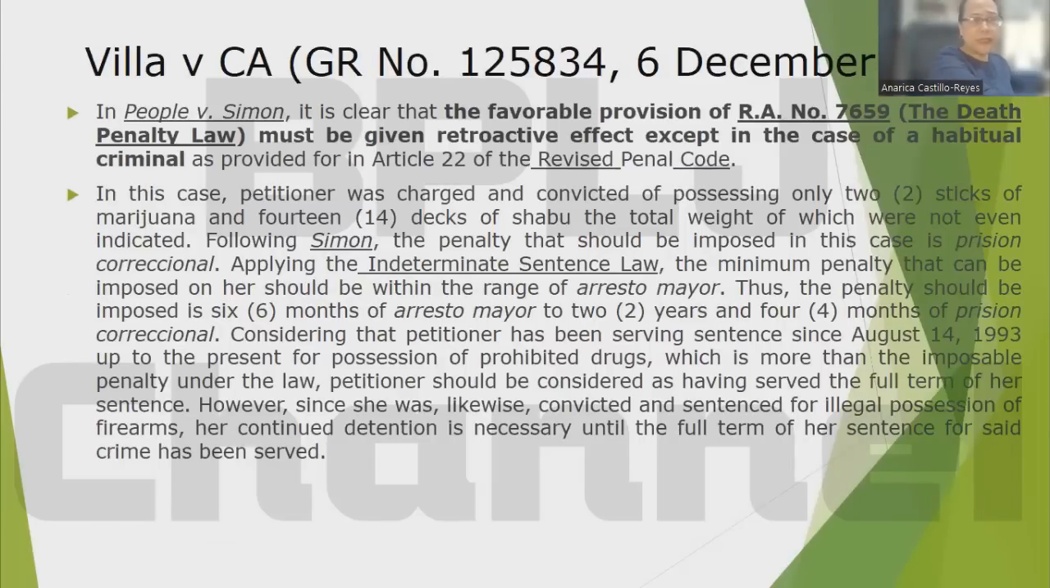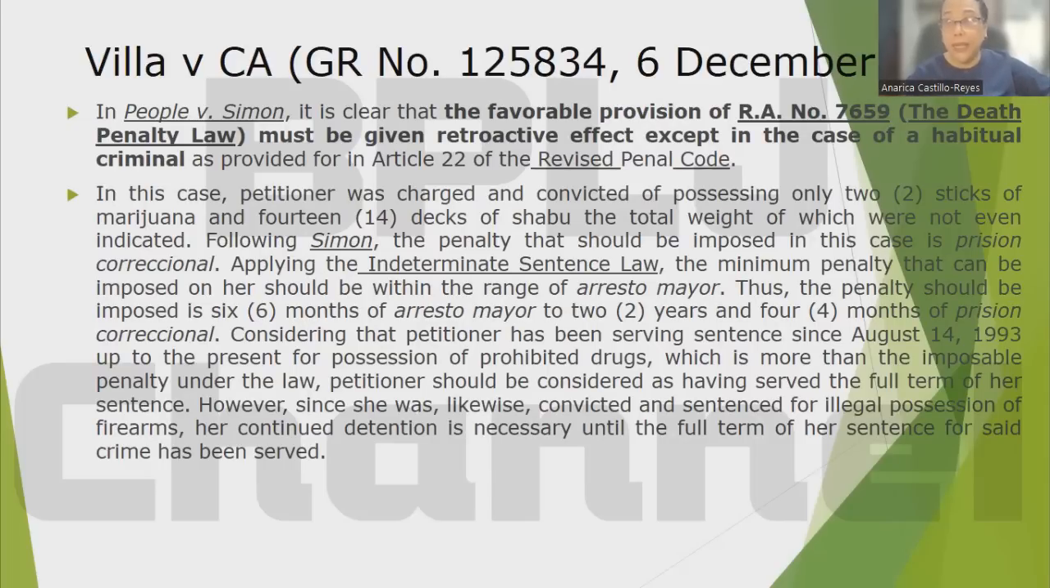So the next case is Bilia versus CA. The case of Bilia versus CA is an illustration of how a criminal law which is favorable to the accused was applied retroactively. At the time when the accused was already serving sentence, a law was passed which decreases the penalty for the offense to which he is already serving sentence.